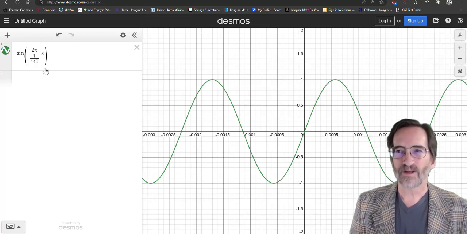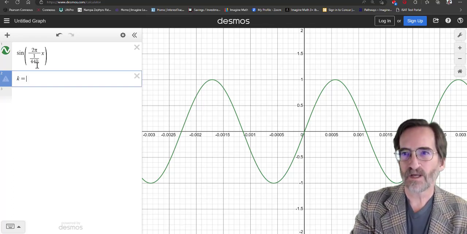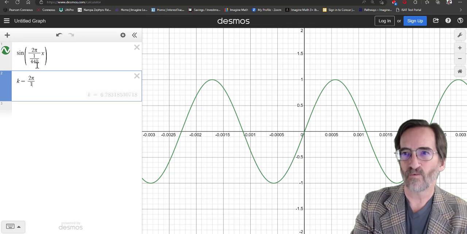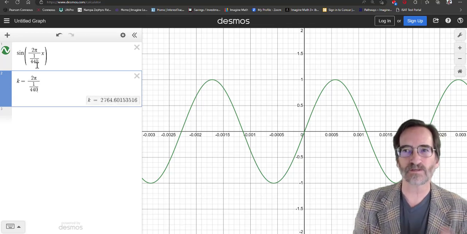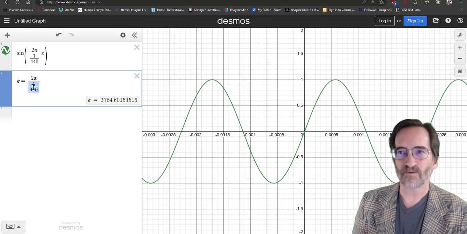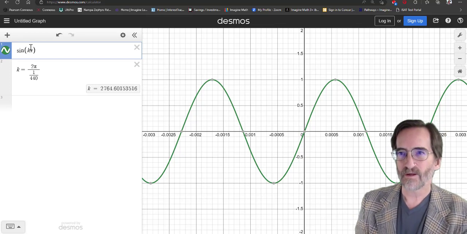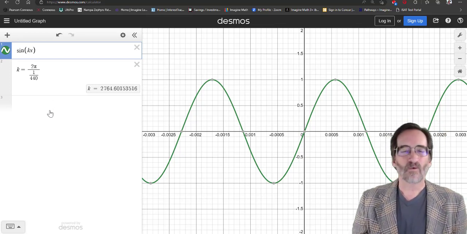Now that's kind of ugly to type, so I'm going to type in a constant here. I'm going to say k equals 2 pi over 1 over 440, which of course is 880 pi. But I'm going to leave it like this so that the meaning is clear. And I'm going to insert k. Okay. All right. Now, what happens?